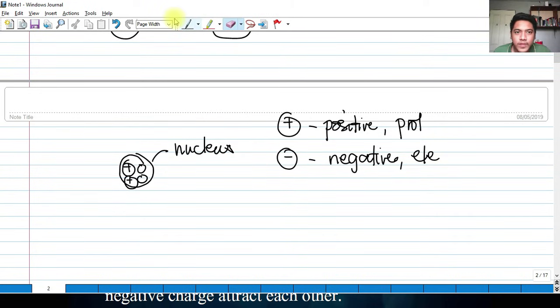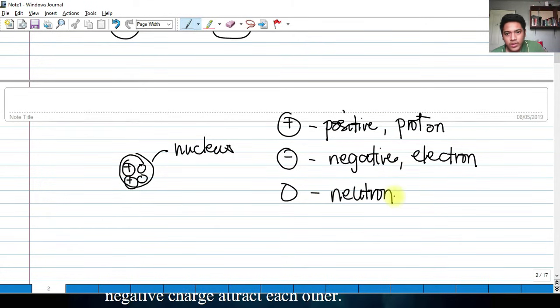Let me just rewrite. That is the proton, this is the electron, a basic concept. And of course, we have the chargeless particle we call the neutron. The one who discovered the proton is actually Sir Ernest Rutherford.